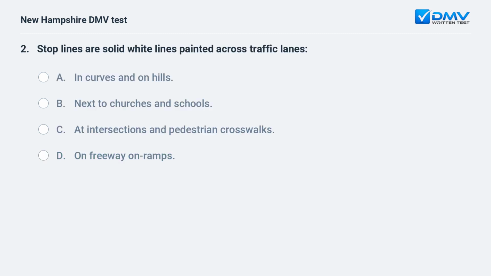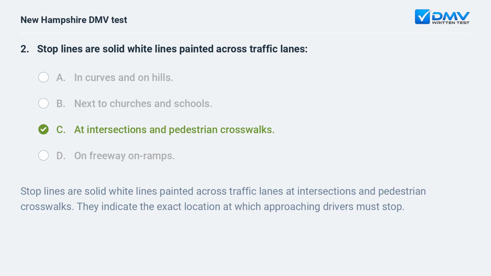Stop lines are solid white lines painted across traffic lanes. A. In curves and on hills. B. Next to churches and schools. C. At intersections and pedestrian crosswalks. D. On freeway on-ramps.